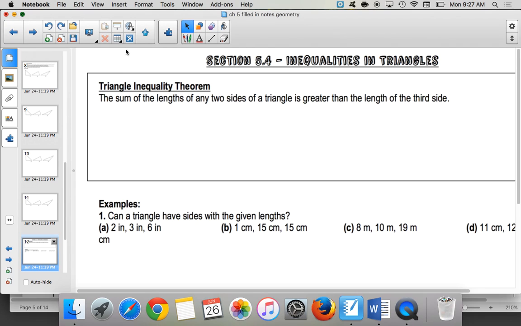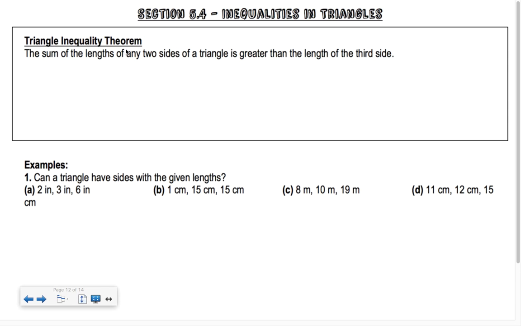4 is on inequalities in triangles. So the triangle inequality theorem, do you guys remember what that says? Basically, if you have a really long side, like 20, and if I had another side that was like 12, this third side has to be greater than what number? Has to be bigger than 8. Yeah, do you guys remember that?